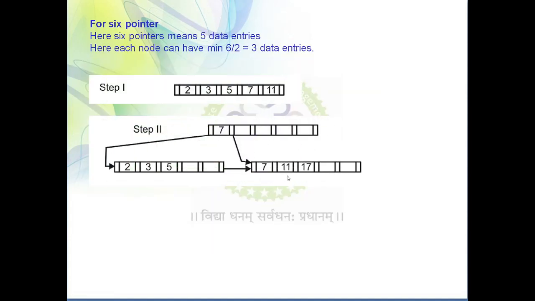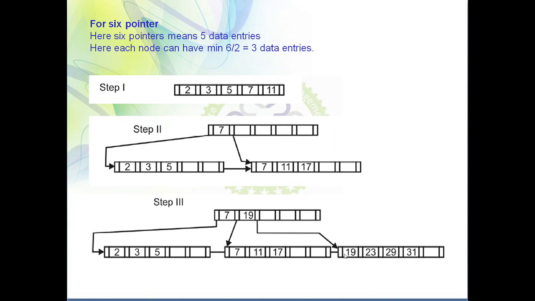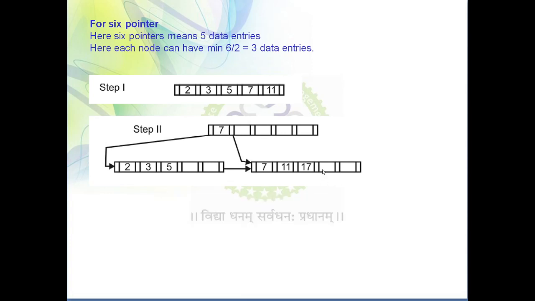19 and 23 you can put over here, but after that the node gets full. So 19 and 23 get shifted over here. Now the node gets full, so which value is going to shift over to the root node? Obviously this value. So what value do we need to put over here? 19, and here 23. So 19 will be shifted over here.